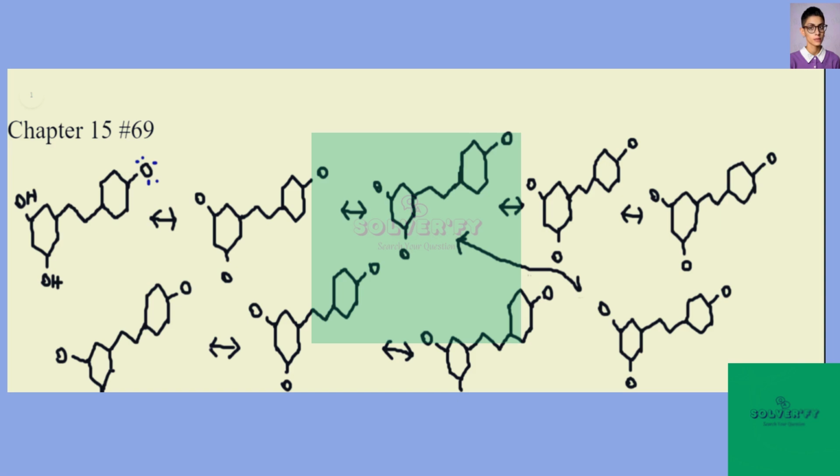This is the answer to Chapter 15, problem number 69 from the Smith Organic Chemistry textbook. This problem asks us about resveratrol. We're asked to draw all resonance structures for the radical that results from homolysis of the OH bond that's drawn in red in the textbook.